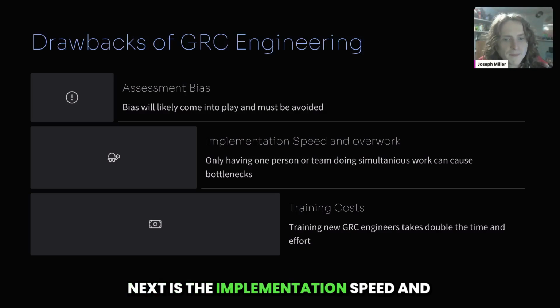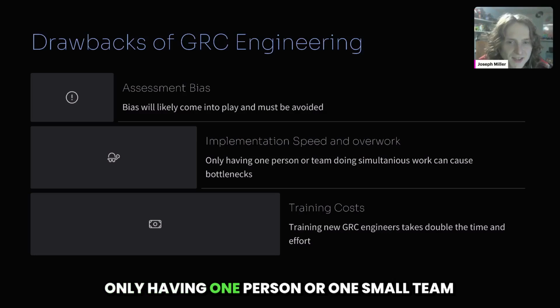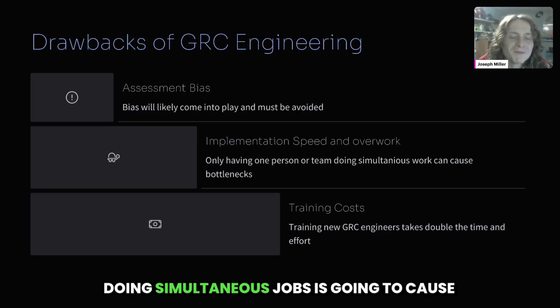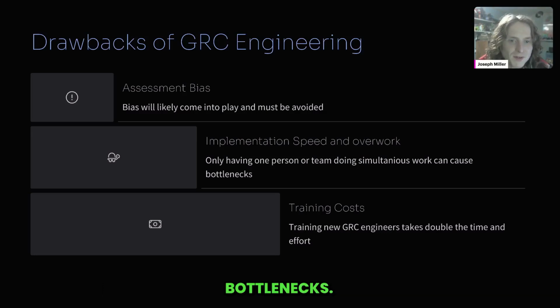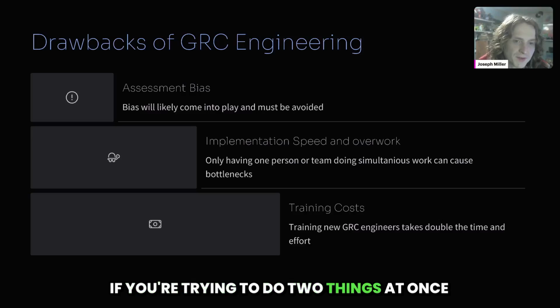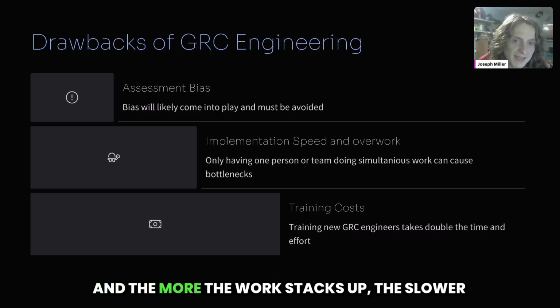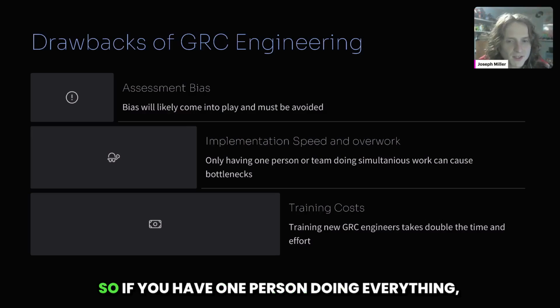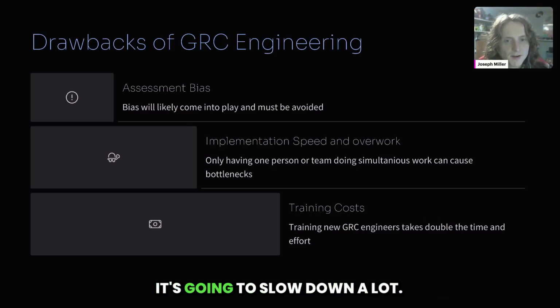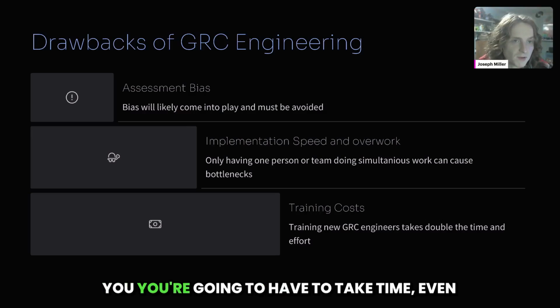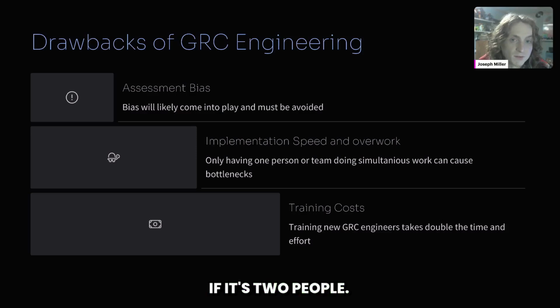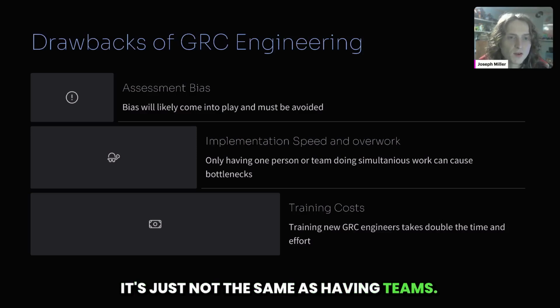Next is the implementation speed and overwork. Only having one person or one small team doing simultaneous jobs is going to cause bottlenecks. If you're trying to do two things at once in anything, you're going to get a little bottlenecked on it. And the more the work stacks up, the slower it's going to go. So if you have one person doing everything, it's going to slow down a lot, right? Even if it's two people, it's just not the same as having teams.